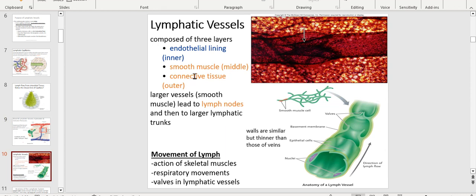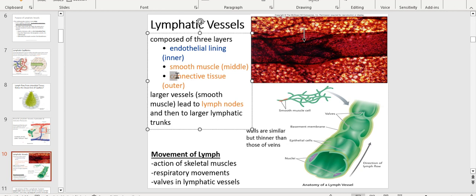The lymph vessels are composed of 3 layers. There's the endothelial lining, the inside. There's smooth muscle. You remember smooth muscle from last week? It's very different. We don't have control over it. It's not strong, but it can last a long time. So there is smooth muscle located within these. And you'll see the inside there, connective tissue.